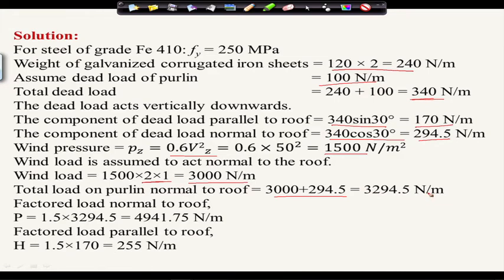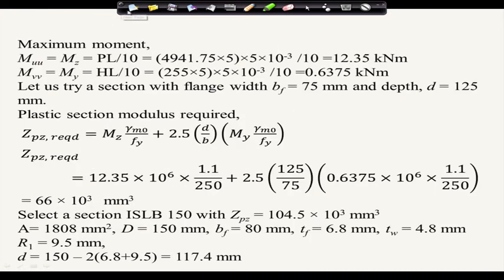The total load on the purlin normal to the roof we can calculate as 3294.5 Newton per meter, right. The factored load normal to the roof, thus, we can calculate as 1.5 into this dead load plus wind load, and the factored load parallel to the roof we can find out similarly. Once we find out the factored load in both directions, then we can find out the moment. So, moment Muz will become WL by 10, that is 12.35 kilonewton meter. Similarly, Muy will become 0.6375 kilonewton meter.